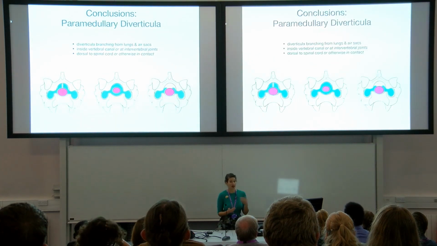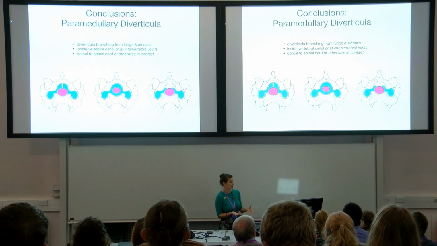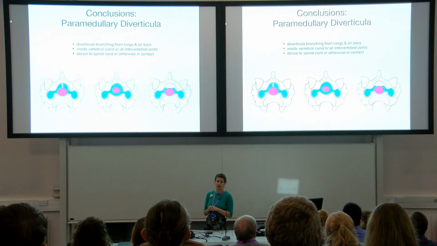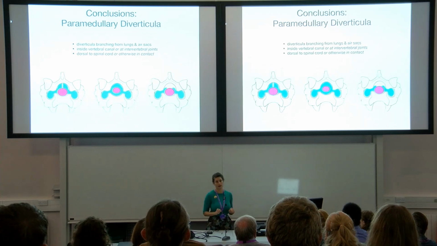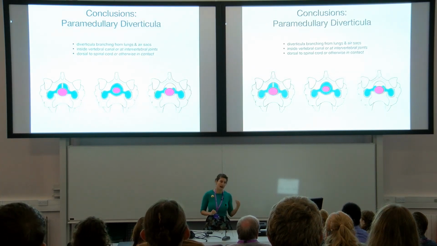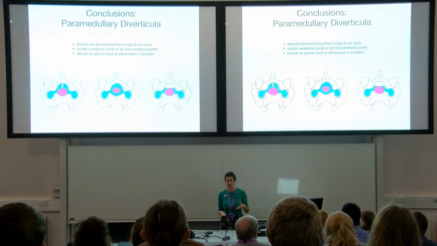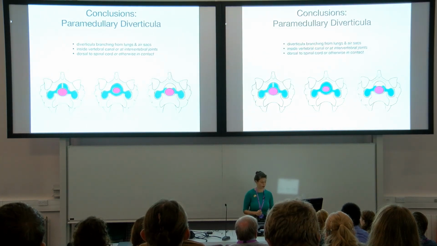Therefore, we suggest that a better term for these structures would be paramedullary airways because it's a bit more general. And we conclude that they are diverticula from the air sacs and lung that are occurring at intervertebral joints or inside of the canal and are generally in contact with the spinal cord in some way.